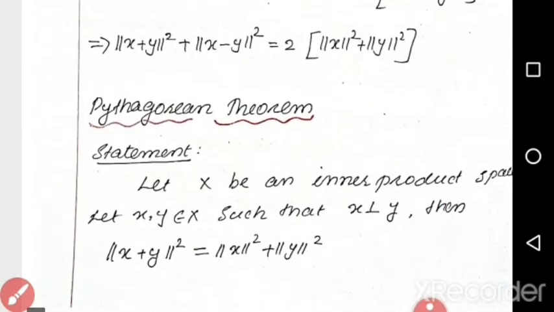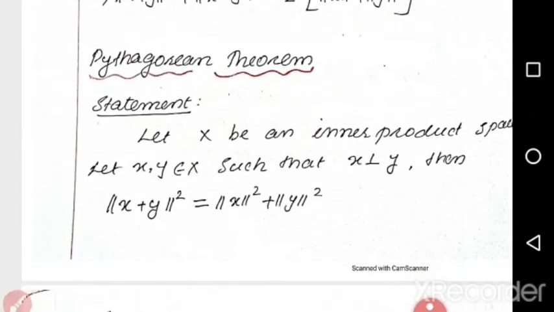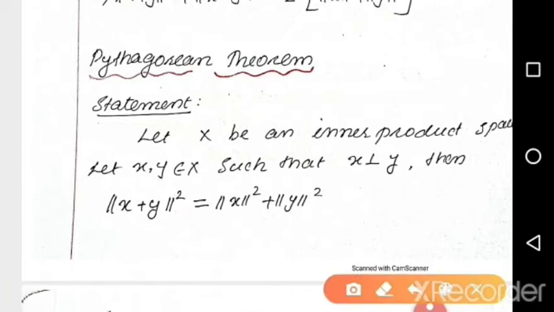And the second one is the Pythagorean Theorem. The Pythagorean Theorem states that if H is an inner product space with two elements x, y such that they are orthogonal, that is inner product of xy is 0, then norm of x plus y square is equal to norm x square plus norm y square.